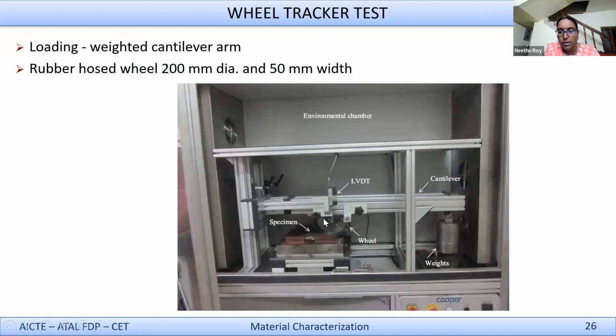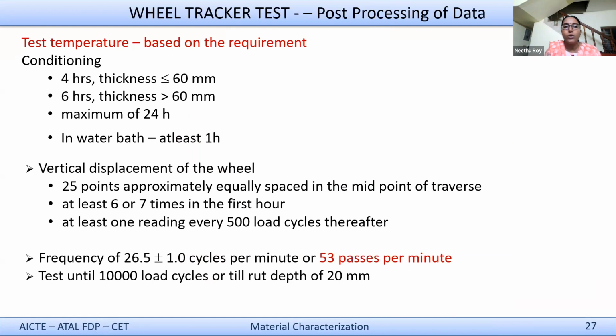arrangement. You see the specimen here, and this is a wheel, this is the loading, and this is essentially an environmental chamber. You do it at high temperatures because you're looking at rutting. You can keep the specimen in the chamber for sufficiently long time so that the entire specimen comes to that temperature. Normally you do it at 50 or 60 degrees Celsius, and that is the conditioning. You can measure the deformations using LVDTs at various points when the wheel passes, right? And this test normally will be conducted for at least 10,000 cycles, or till a rut depth of 20 mm. The average depth of deformation, you call it the rut depth.